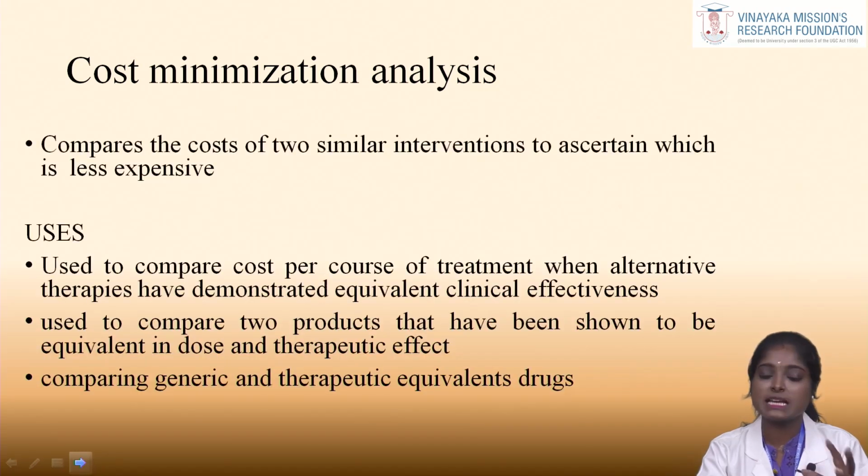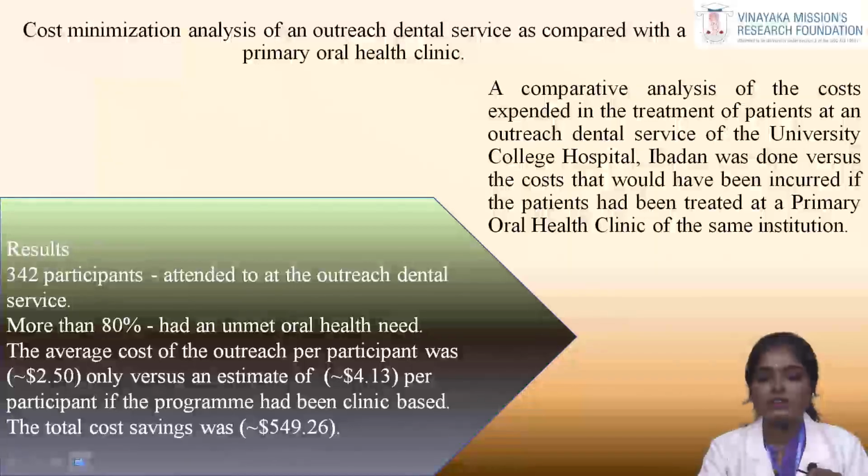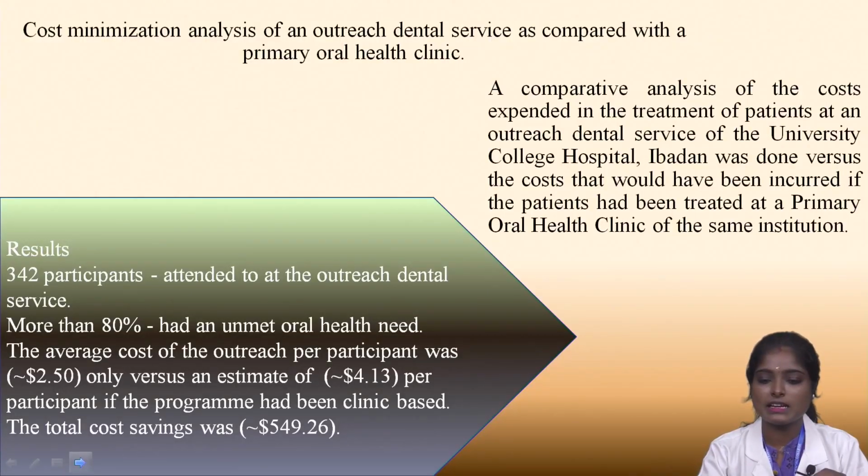Cost minimization analysis compares the cost of two similar interventions to ascertain which is less expensive. It is used to compare the cost per course of treatment, where the alternative therapies have demonstrated equal clinical effect at a lower cost, and to compare two products that have been shown to be equivalent in dose and therapeutic effect, comparing generic and therapeutically equivalent drugs. This is an example showing a primary oral health care clinic and an outreach dental service. So these two are compared here, a comparative analysis of cost spent in the primary oral health care clinic and the outreach service.